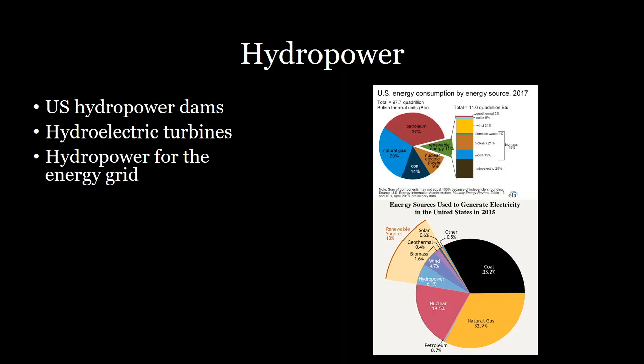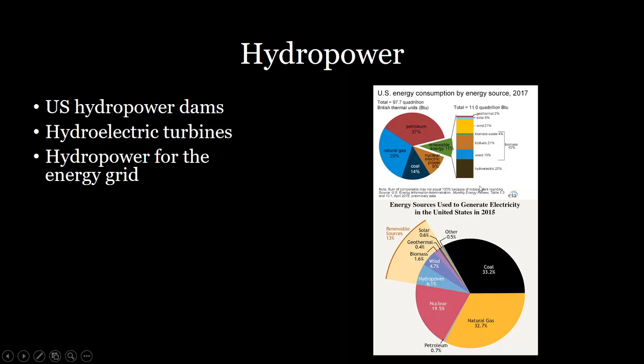So how much hydropower does the U.S. actually use compared to other sources? We can see here, this is the total U.S. energy consumption for 2017. Only 11% of our energy consumption comes from renewable energy, unfortunately. But we can see here that 25% of that renewable energy comes from hydroelectric power. So about 3% of our total energy consumption comes from hydropower generation.